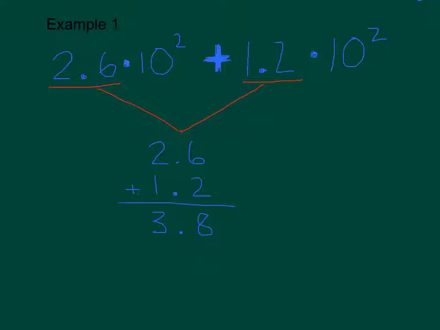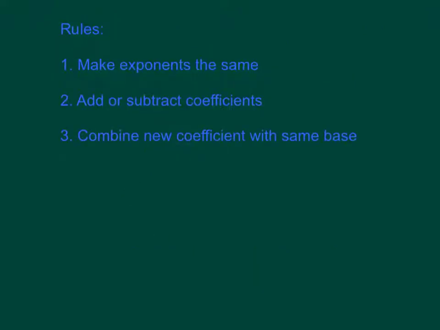To provide our complete answer, we have to now combine this new coefficient, 3 and 8/10, with the exponent and base we began with. So our solution would be 3 and 8/10 times 10 to the second power, which equals 380. Now take a moment to jot down our notes. You should pause the video and write these down.